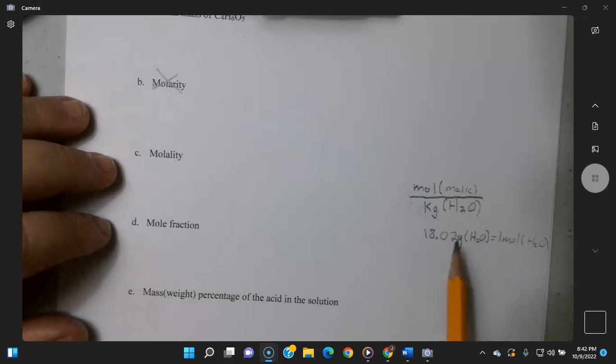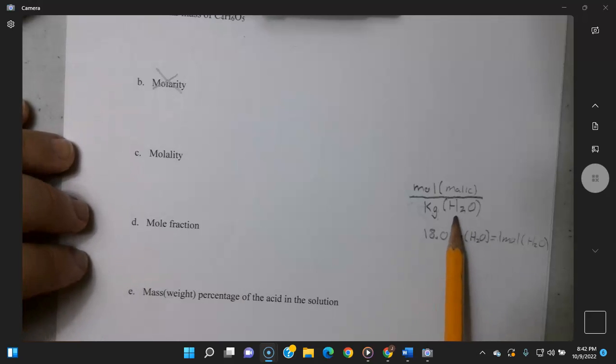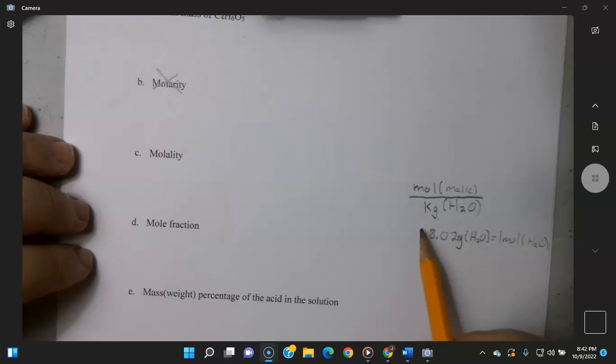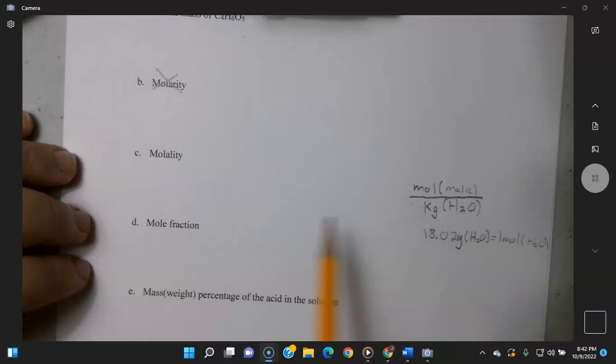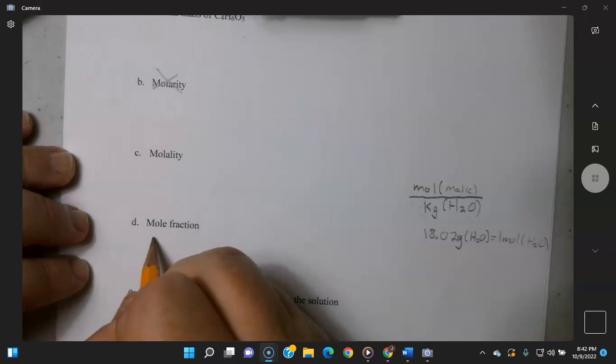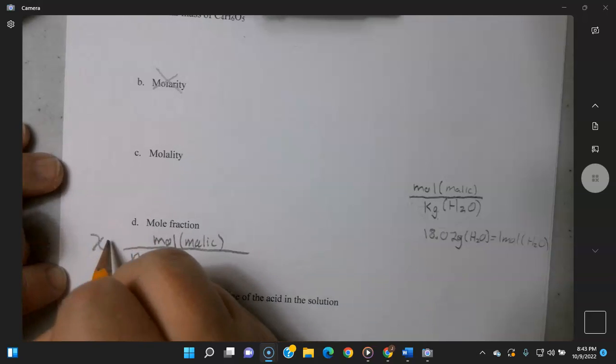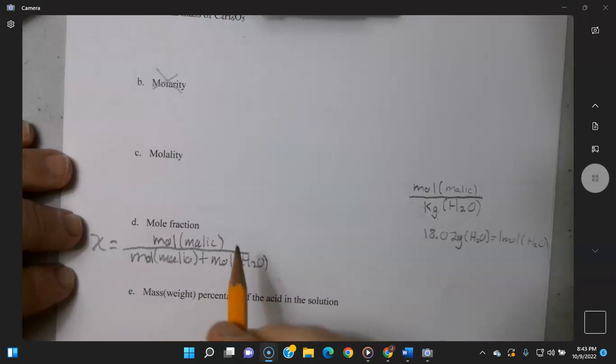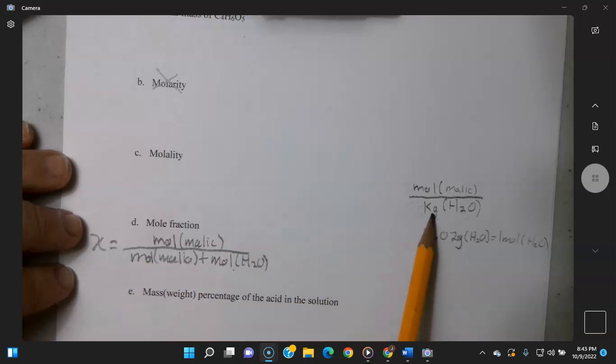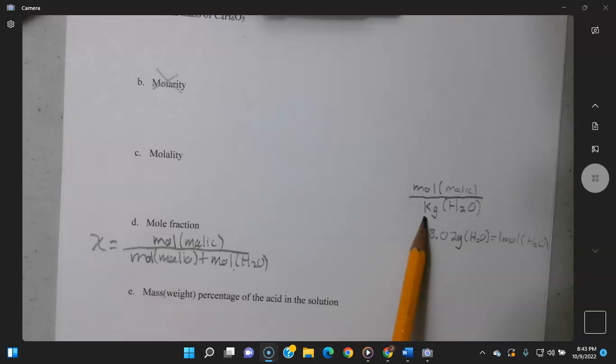That will get you to moles of water, and you have moles of malic acid already, so you can then figure out the mole fraction. You have to add the moles of water and the moles of malic acid in the denominator. Let's go ahead and write that out. This is mole fraction. Again, you calculated the moles of water from 1 kilogram of water, which requires 2 conversions, and then you just follow the formula and it gets you there.